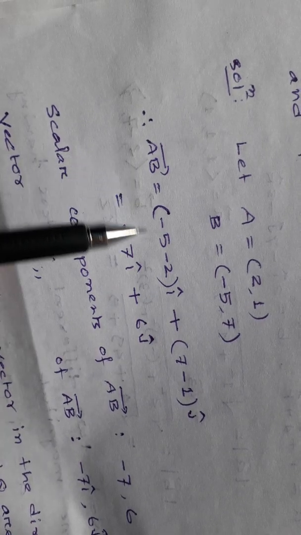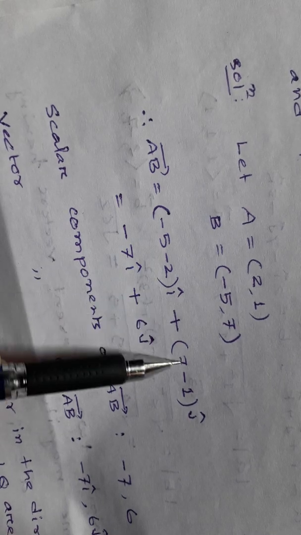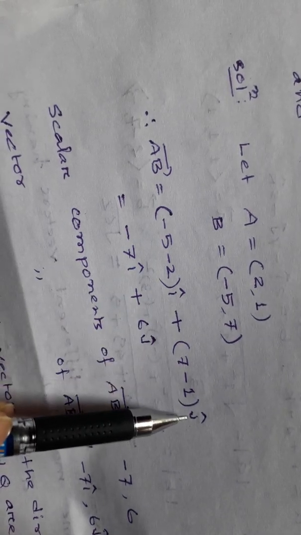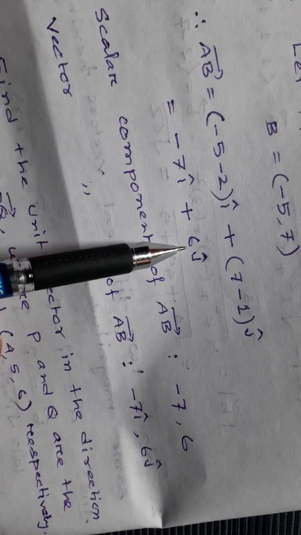We have used here the vector joining 2 points formula, okay: (x2 minus x1) i plus (y2 minus y1) j. The scalar components of the vector AB will be minus 7 and 6, and the vector components are minus 7i and 6j.